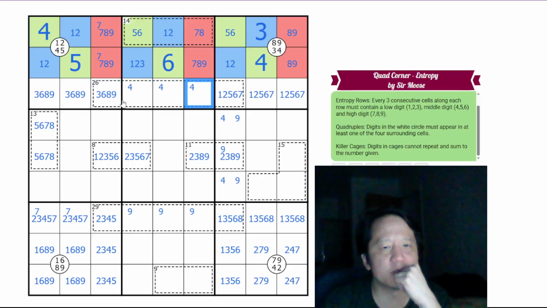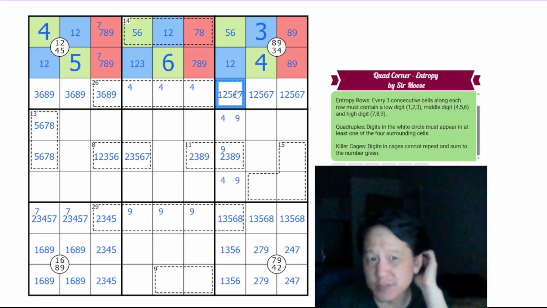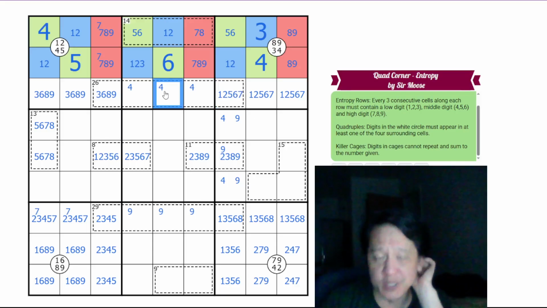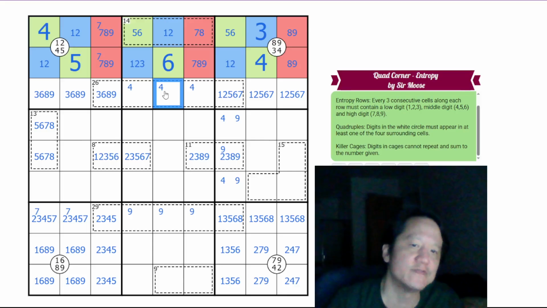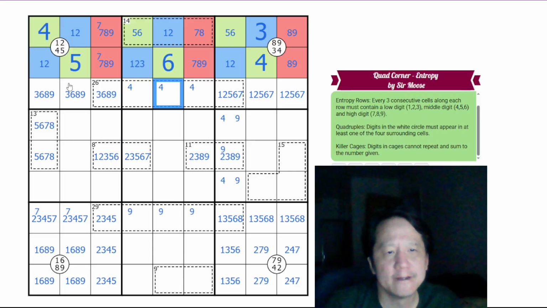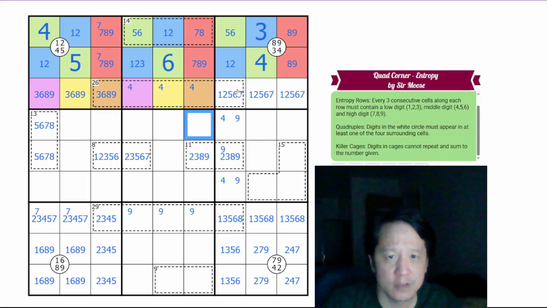These two are the same set. These two are the same set. So this is the only one that is singleton by itself. So we'll make this pink, yellow, and orange. Therefore, this is pink, yellow, and orange here. And this is pink, yellow, and orange here.